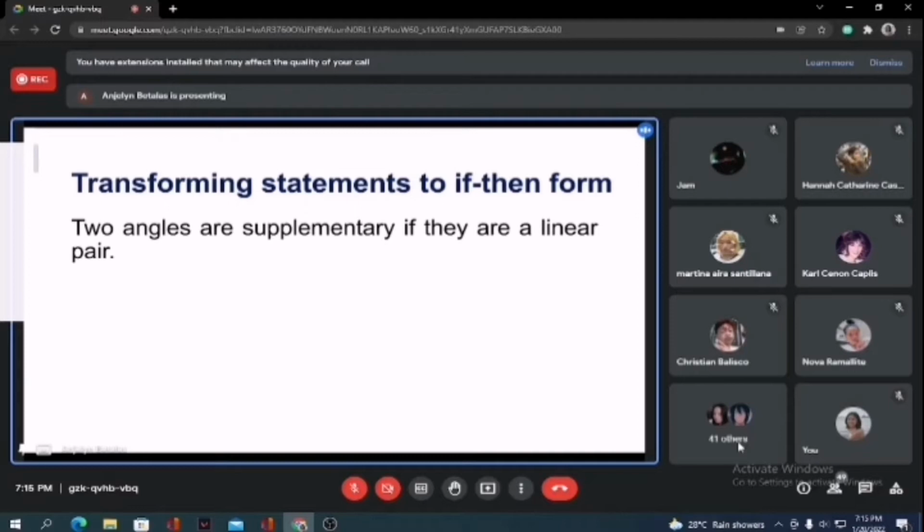So, example: two angles are supplementary if they are linear pairs. What we do first is identify the hypothesis. So, what is the hypothesis here?